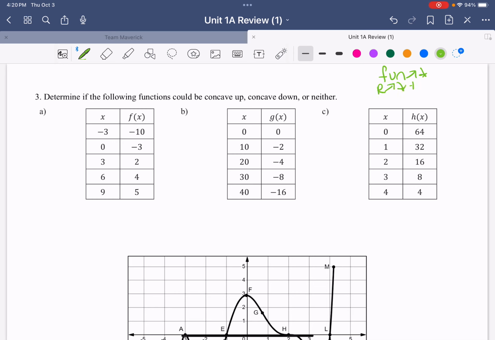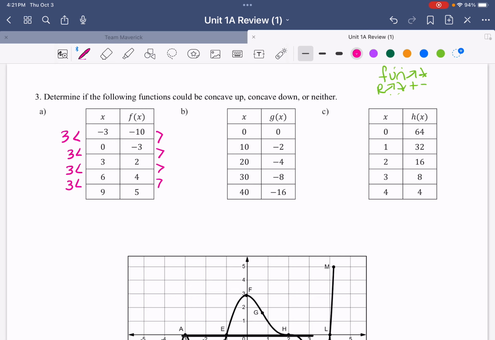If I don't have a graph, concave up and concave down would mean I'm looking for the rate of change to see if it's increasing or decreasing. So the first thing I'm going to look at is if I have equal length intervals. So these are all 3. That's good. Okay. So I can find my rate of change here.